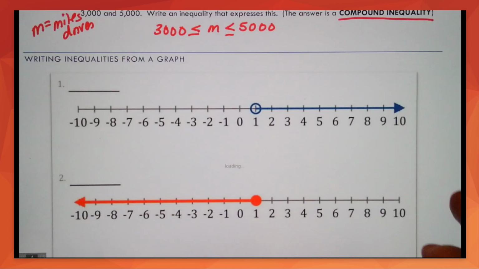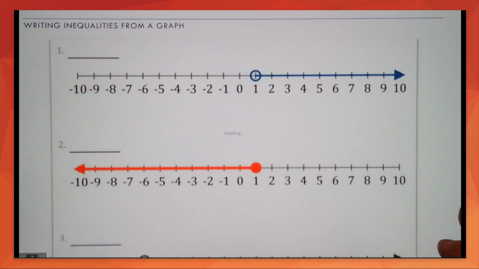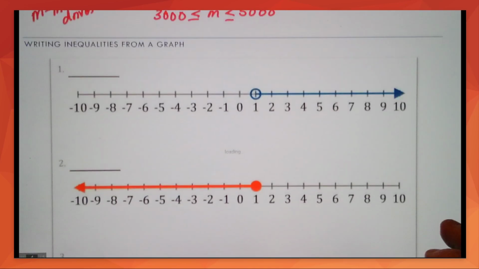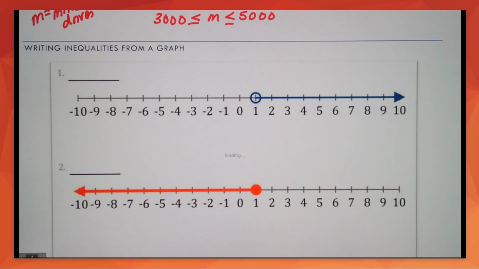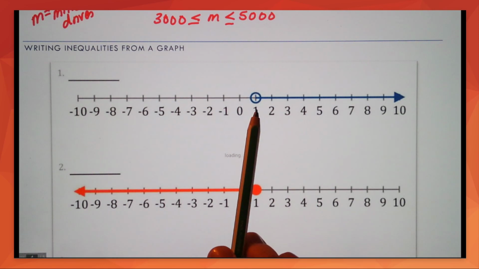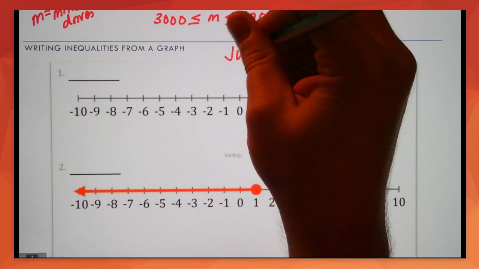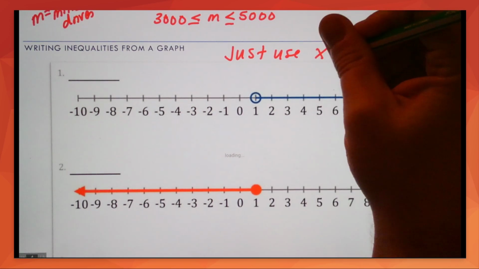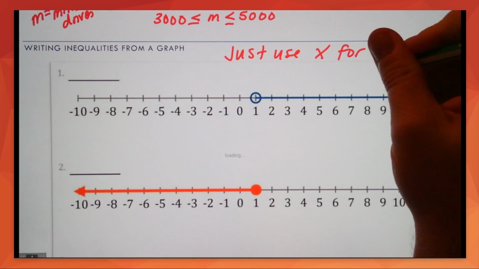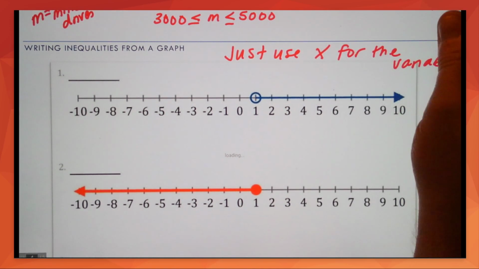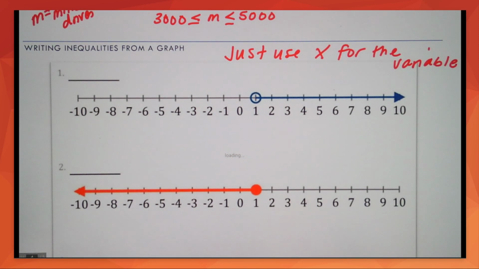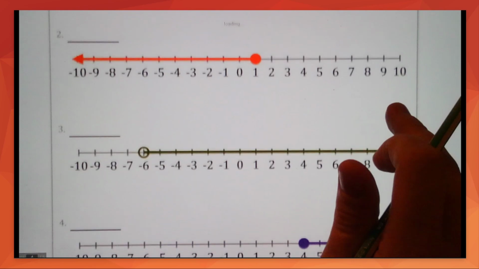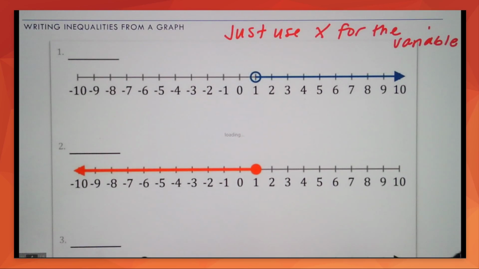Okay, so this is the last new part: writing inequalities from a graph. We're going to look at a graph. We looked at graphs before. We're going to figure out what the inequality is. Just use x for the variable. On all these questions, just use x for your variable, because there's no context here. We weren't given a word problem or anything, so we don't know if this is age or miles driven on a car, or hours. We have no clue, so we're just going to use x as our variable.